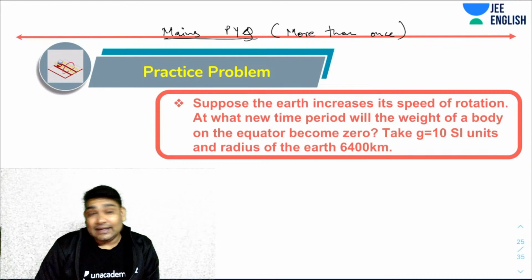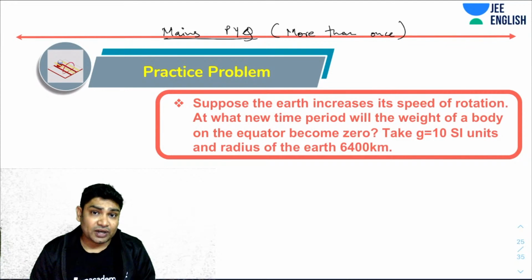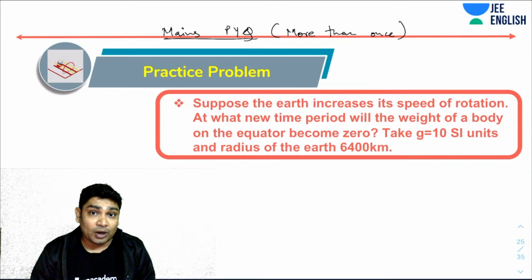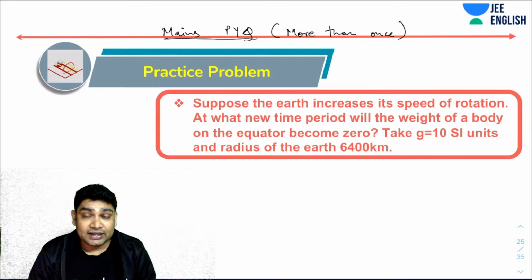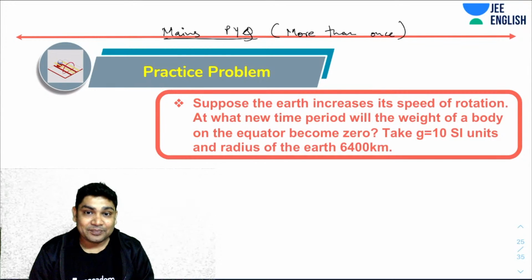So let's see. The question says, suppose the Earth increases its speed of rotation. At what new time period will the weight of a body on the equator become zero? Take G as 10 SI units and the radius of Earth as 6,400 kilometers. So give this a quick try and then we'll wrap up today's session.